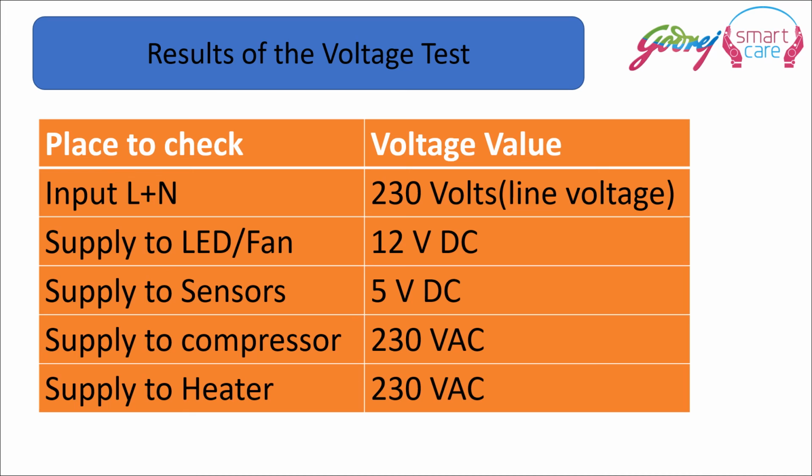So what are the voltages that we check on this main PCB? One is the input voltage, line and neutral, 230 volts. Then the supply to the fan, supply to LED and door switch, that is 12 volts DC. Supply to the sensors, 5 volt DC. Supply to the compressor, 230 volt AC. And supply to the heater, 230 volt AC. These are the various voltages that we can directly measure on the main PCB.